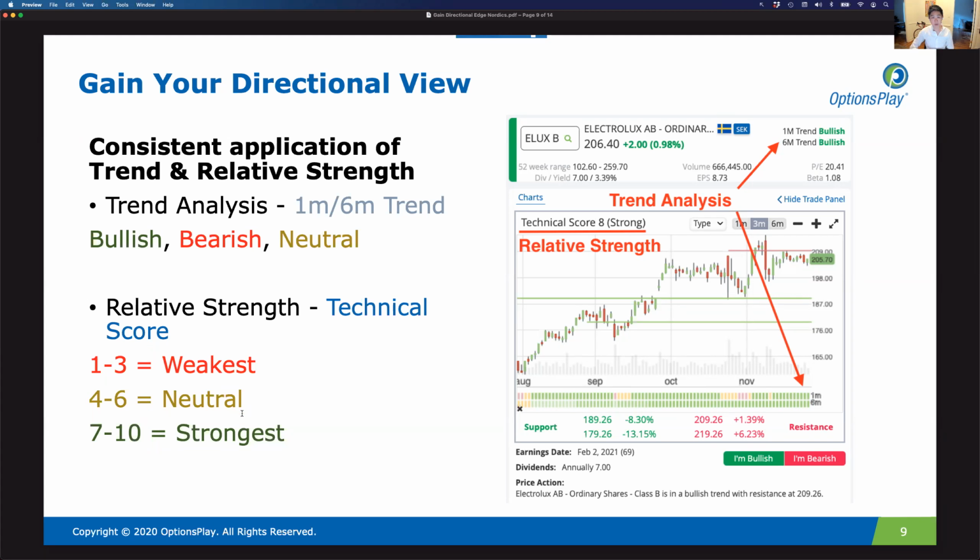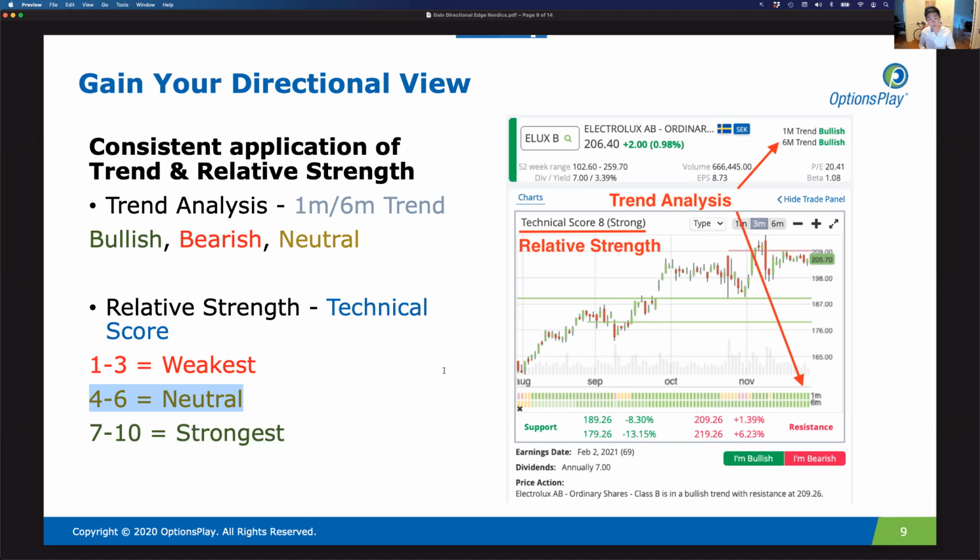Now, the thing that I want to make sure investors understand: a lot of people ask us, does 1 to 3 mean that it's bearish, and does 7 to 10 mean that it's bullish? And the answer is no. Let's say the market is down 50%, which is what we saw from February to March. A stock with a score of 10 might still be down, maybe 15%. So just keep in mind that a stock with a score of 10 is one of the strongest stocks in the market, but it doesn't mean that it's bullish. It just means that it's outperforming the broader markets.